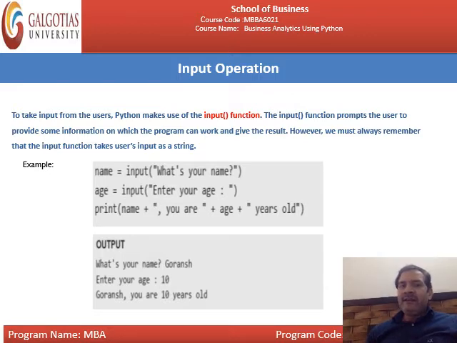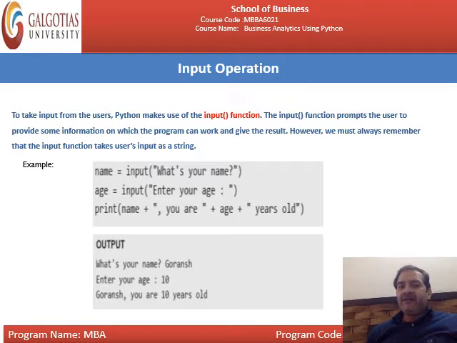I simply write name equal to input, "What's your name?". You can see this in the output field: "What is your name?" is exactly written onto the console. Then you write the name. For example, my name is Tarun, or I can write Goransh. Then it will ask to enter your age, and I simply write 10.